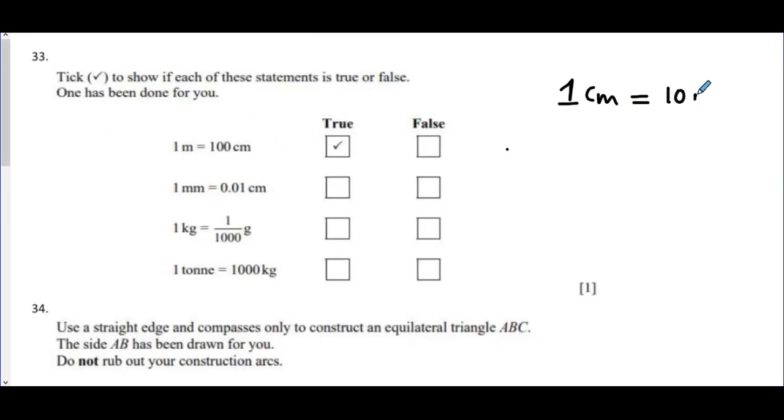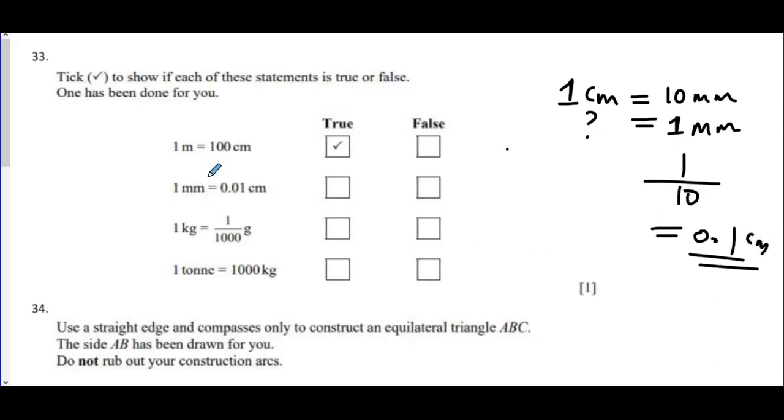equals 10 millimeters. So how about 1 millimeter, it will be equal to how much? 1 times 1 is 1, divide by 10. So this will be equal to 0.1 centimeter. But here you are given 1 millimeter equals 0.01. So that is false. How about this?